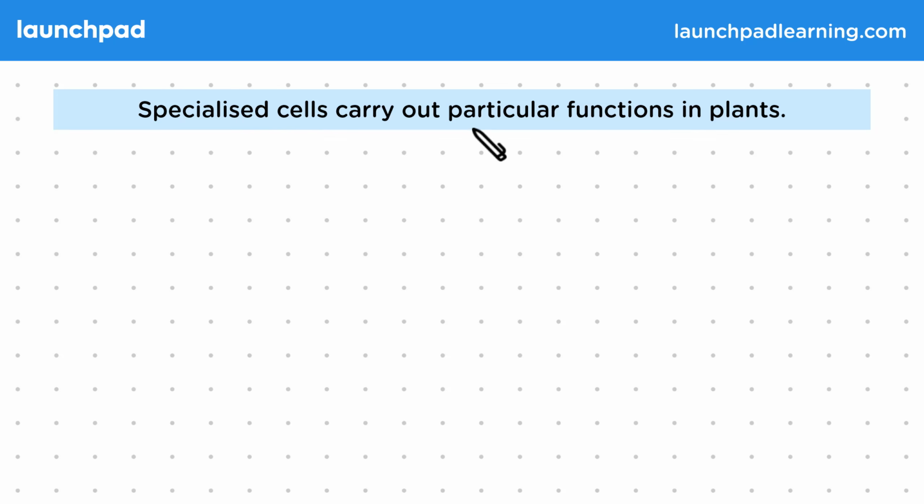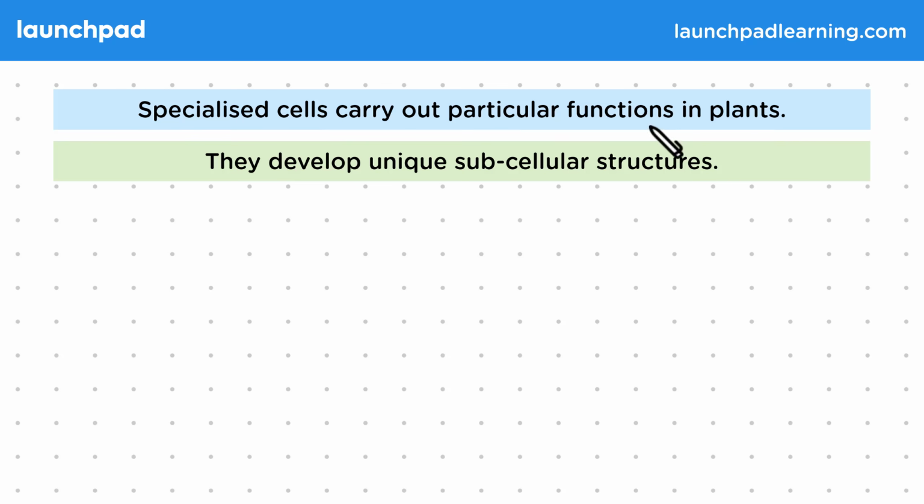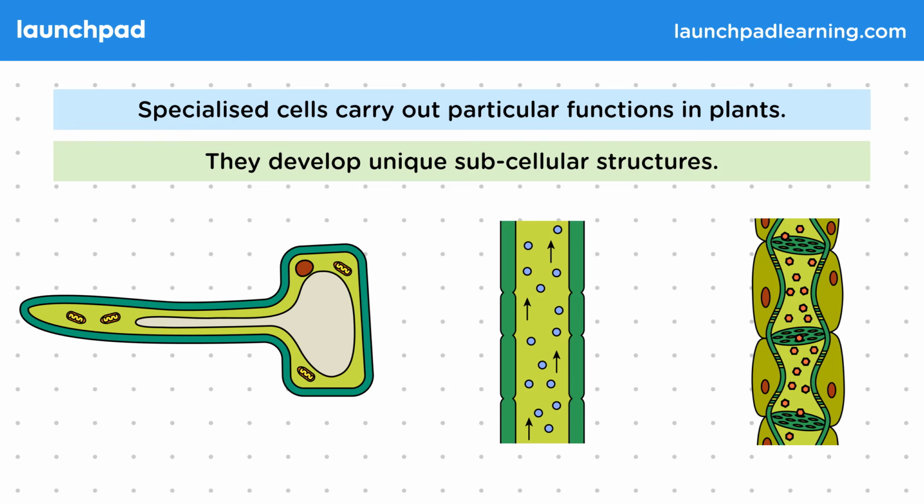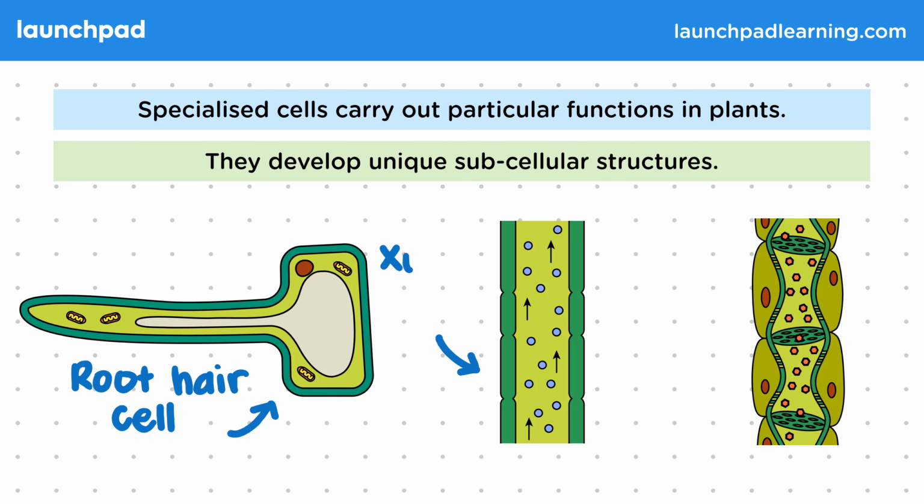Specialised cells carry out particular functions in plants. They develop unique subcellular structures. Subcellular structures means smaller than cell, so cell organelles such as the cell wall and chloroplasts. Eukaryotic organisms like plants are made up of many specialised cells. For example, root hair cells, xylem cells, and phloem cells.